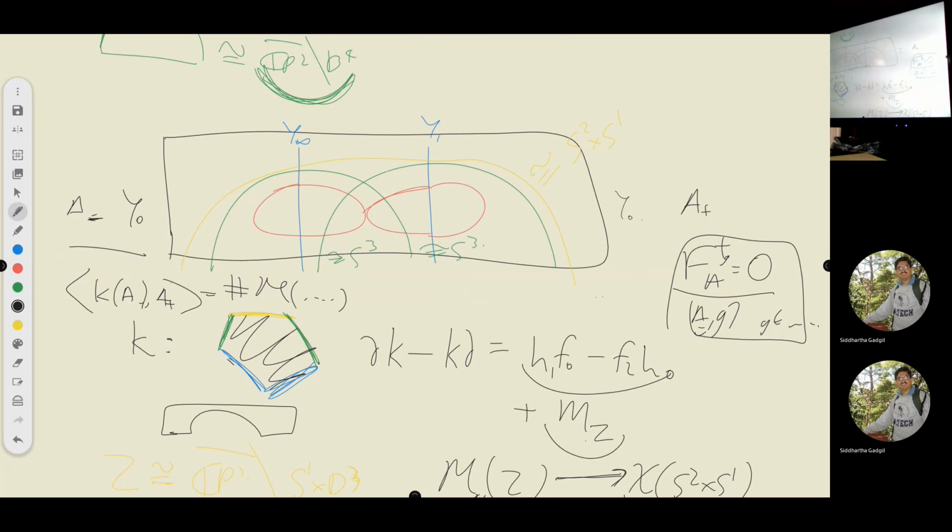This is for the quasi-isomorphism problem, this thing being a quasi-isomorphism. Shouldn't MZ have been 0?